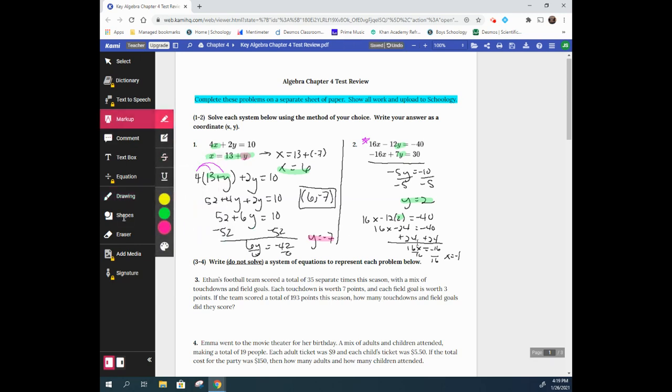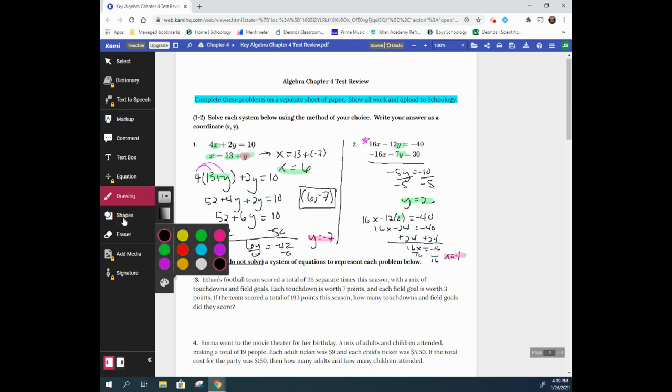Again, I want to write my final answer as an ordered pair. So my ordered pair here would be xy, so negative 1, 2, in parentheses. Otherwise, it's just a list of numbers. It should be in parentheses.